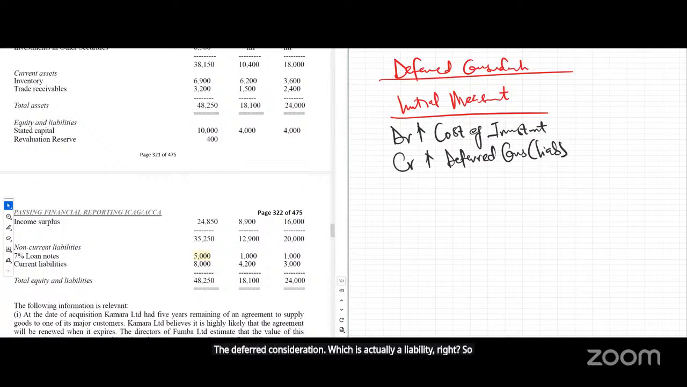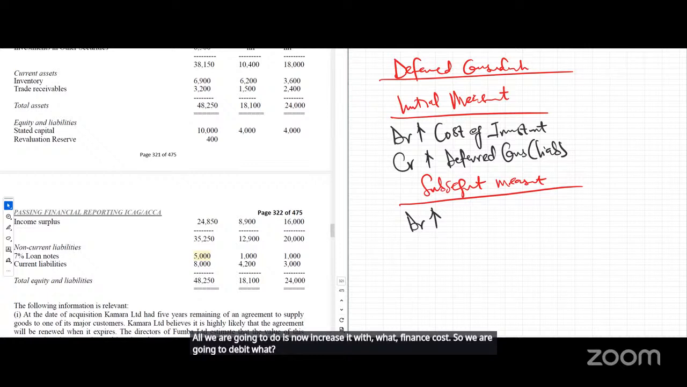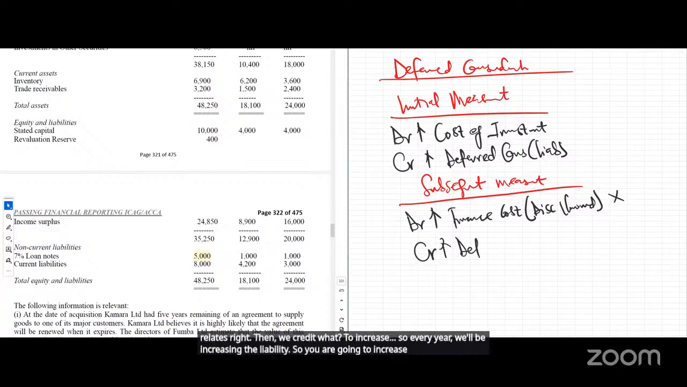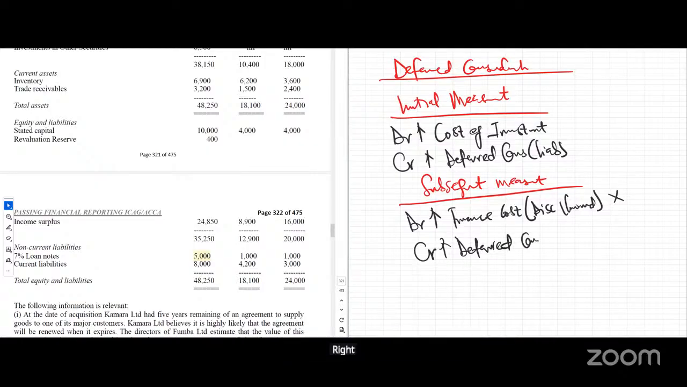So that is it. Then subsequently, the next time we work on this again, all we are going to do is increase it with finance cost. So we are going to debit finance cost, because we are going to increase it. And this finance cost is what you call the discount unwound, but I like to use finance cost because it relates. Then we credit the deferred consideration to increase it. So every year we'll be increasing this liability year on year. This is how you actually work with deferred consideration.